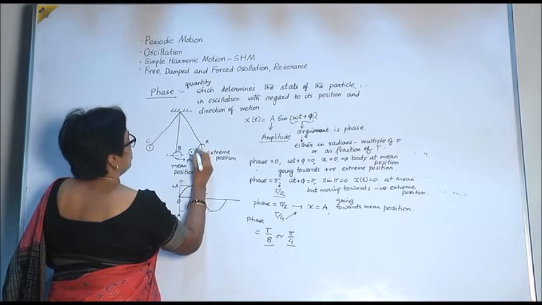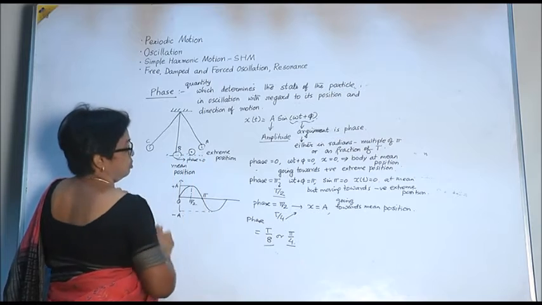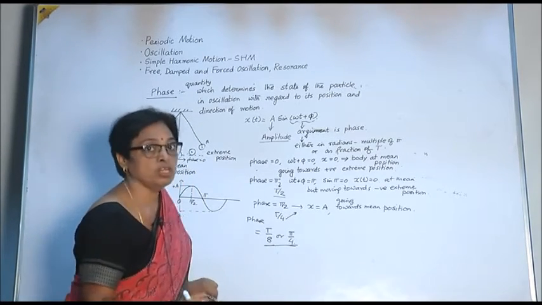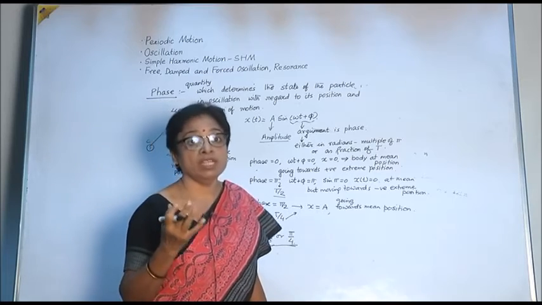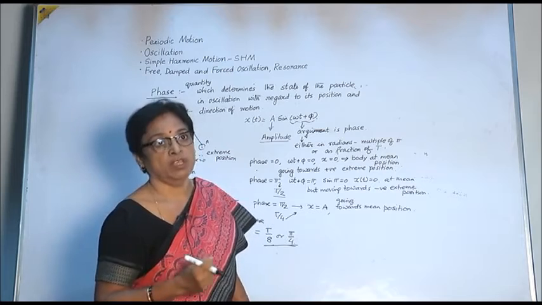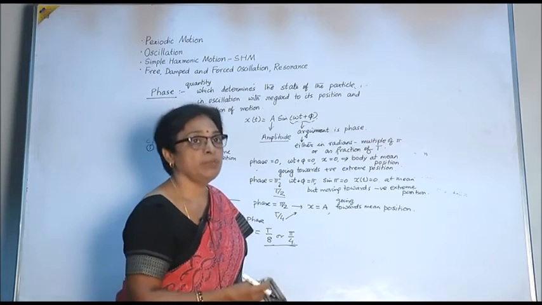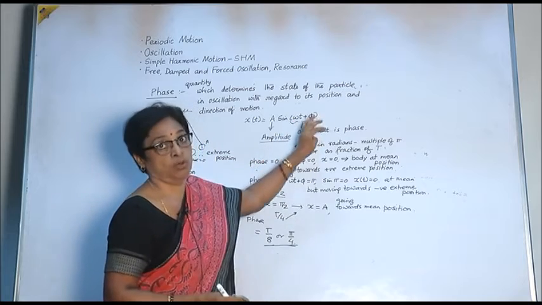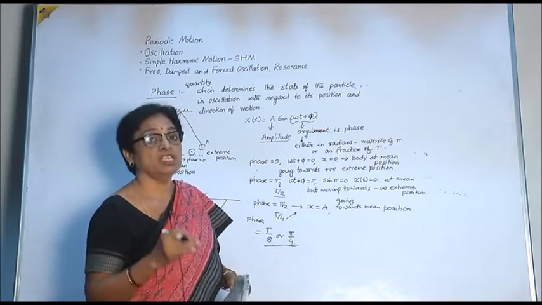It is going towards the positive maximum and it is at this position. So once you know this phase, you can know the state of the particle, in which position it is and which direction it is moving. So phase is very important. In many cases we start with phi is equal to 0. That initial phase is 0, let us say.